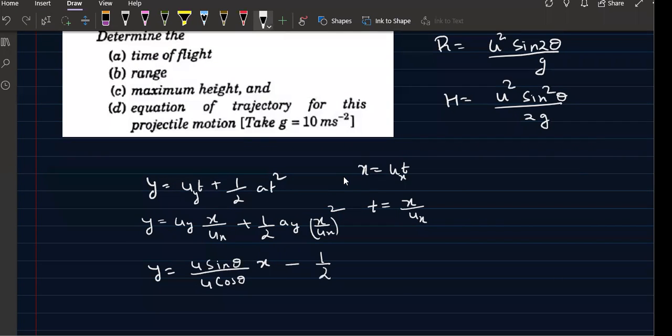So half g x square upon u square cos square theta. Got it, everyone? Tell me, anyone have any doubt till this point? Tell me, everyone.